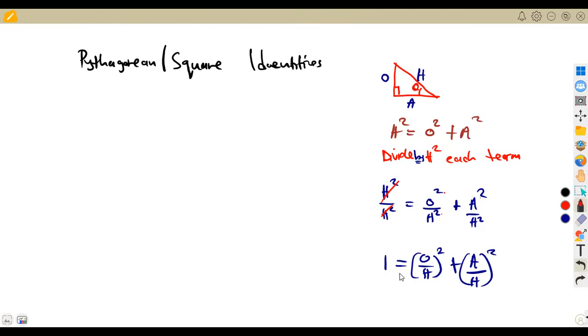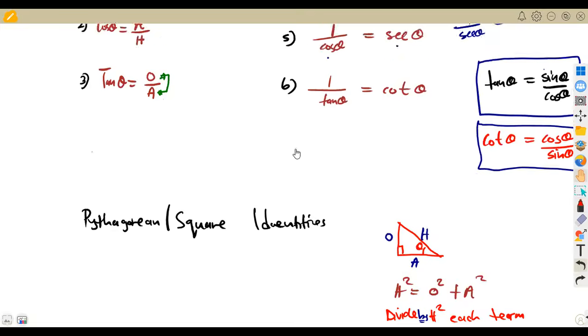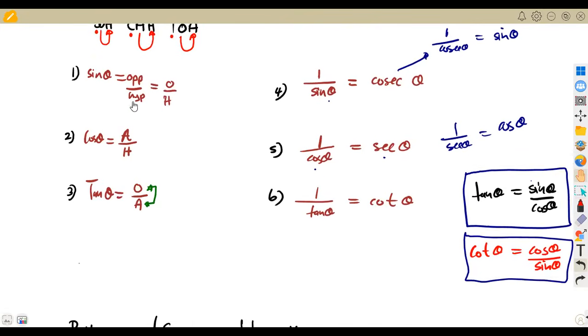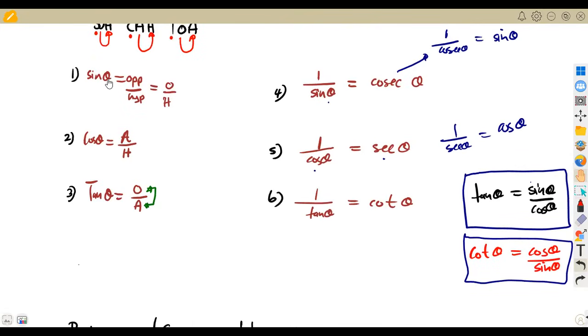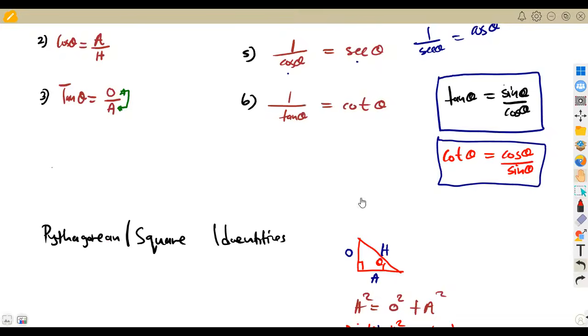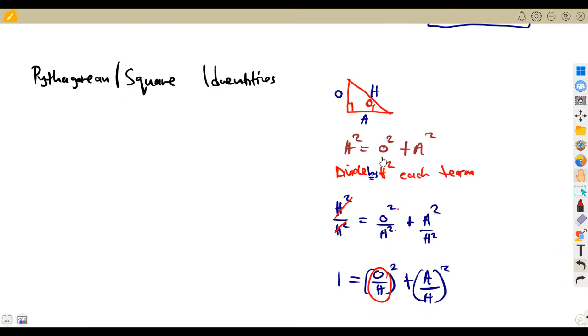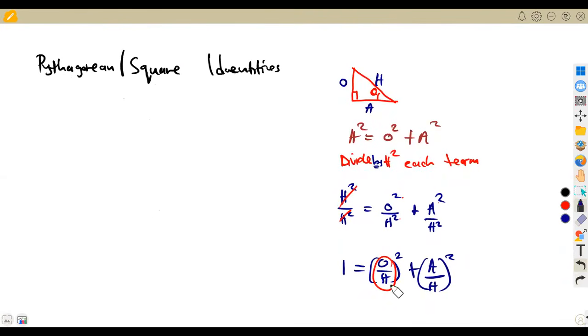But let us see now what is happening. Opposite over hypotenuse, we know this ratio is not just a common ratio that we see. Opposite over hypotenuse represents sine of theta. So where there is opposite over hypotenuse, here we are going to replace it with sine theta, but being squared, plus adjacent over hypotenuse.